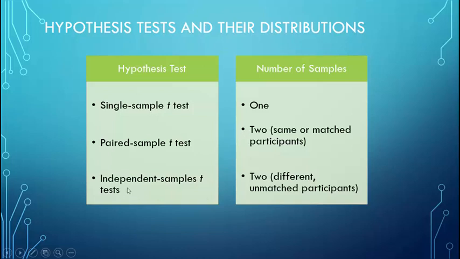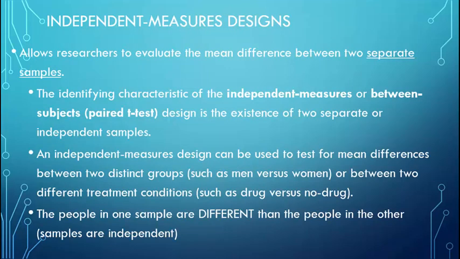And then today we're talking about an independent samples t-test. In this case, you've got two samples that are different people, and that's the key. You've got two samples filled with totally different participants. Okay. So, an independent samples or independent measures design allows us to look at differences between two separate samples.